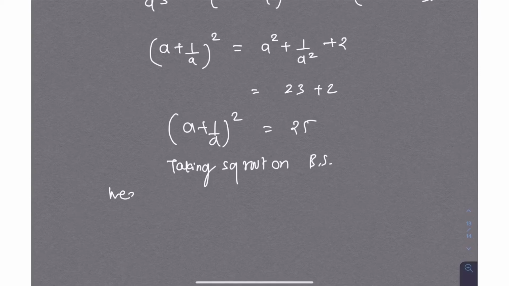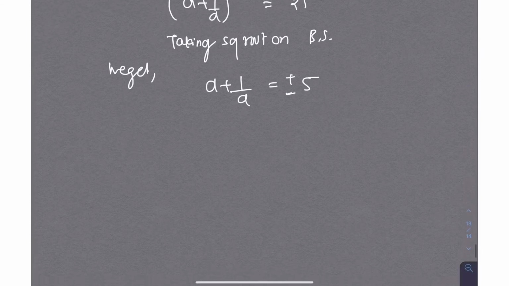We get a plus 1 upon a is equals to 5. Wait, it's wrong. I have already told you that whenever we take square root, we always get two values, plus and minus. Guys, please, by now it should be a habit. So now we have to solve them separately.